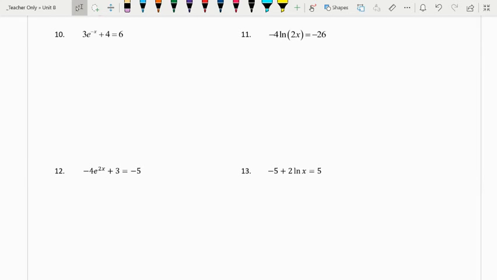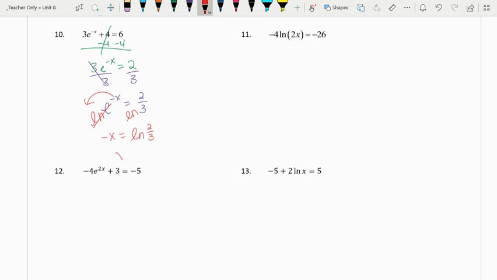So for number 10, I need to isolate e before I do anything. So we would subtract 4, and then we would divide by 3 to get e by itself. At this point, I need to ln both sides to get rid of e. So we have negative x equals ln of 2/3. So ln of 2/3 is negative 0.4055, which means positive x would be positive 0.4055.